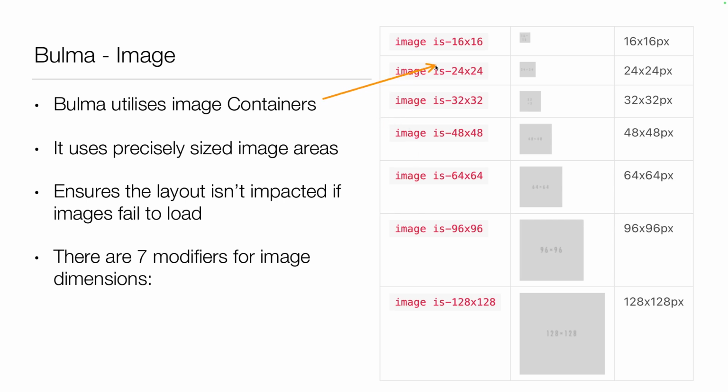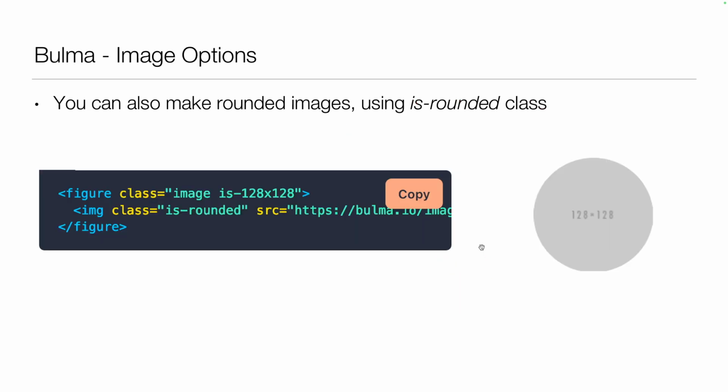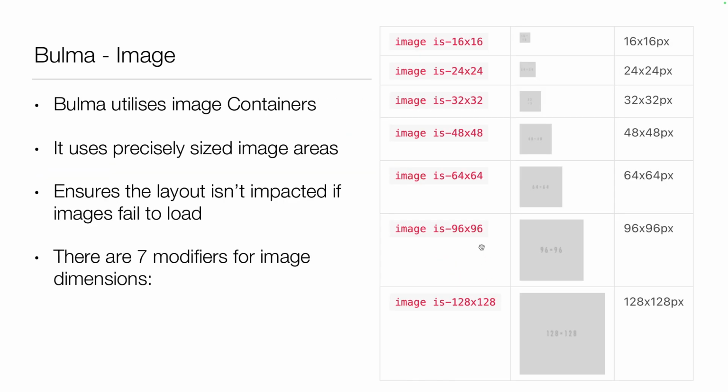So you can see we have some default sizes we can pick. So image is 16 by 16, is 128 by 128. And I think there's some aspect ratio modifiers you can use as well.